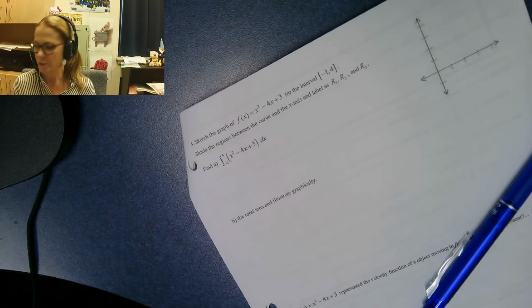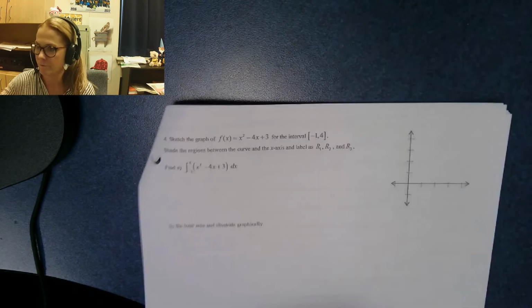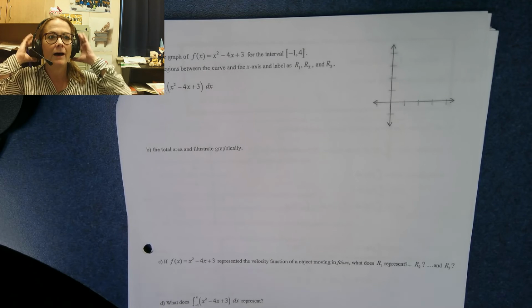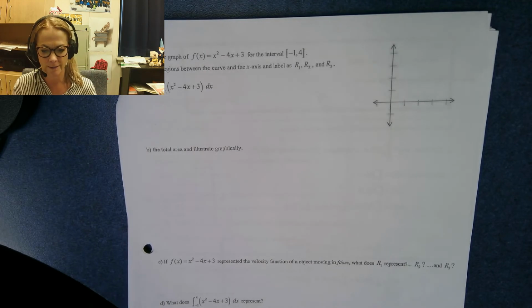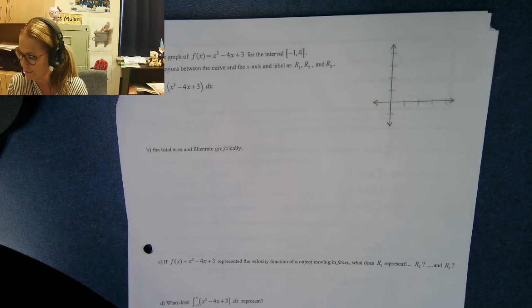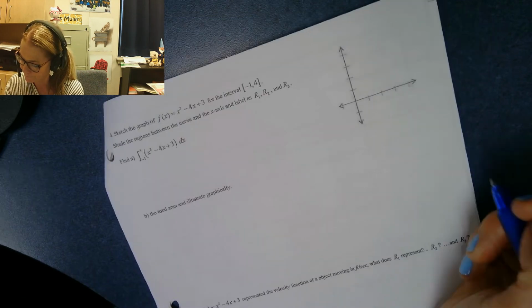All right, page 2 here, 6.4, part 2. All right, so sketch the graph of f of x equals x squared minus 4x plus 3 for the interval negative 1 to 4. Shade the regions between the curve and the x-axis. Label them as R1, R2, and R3.